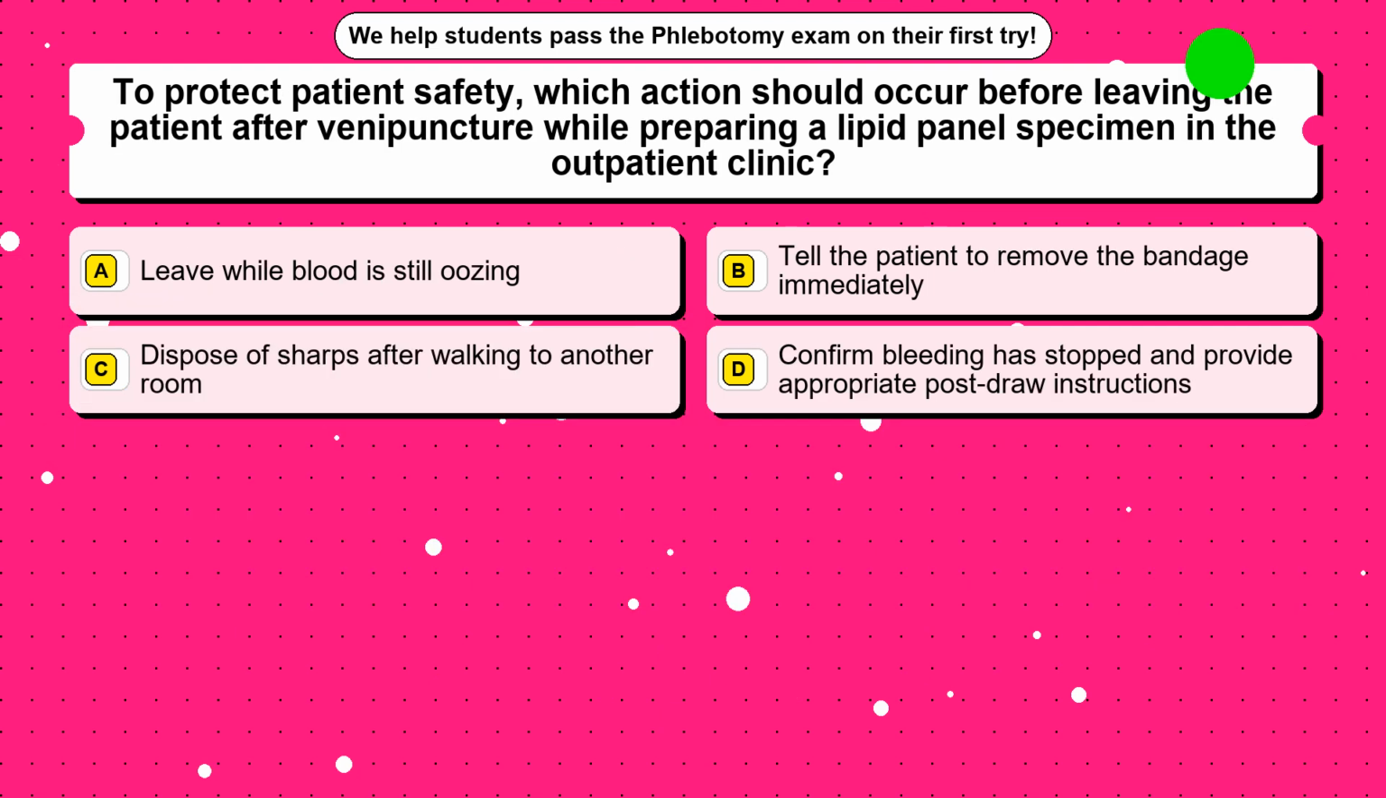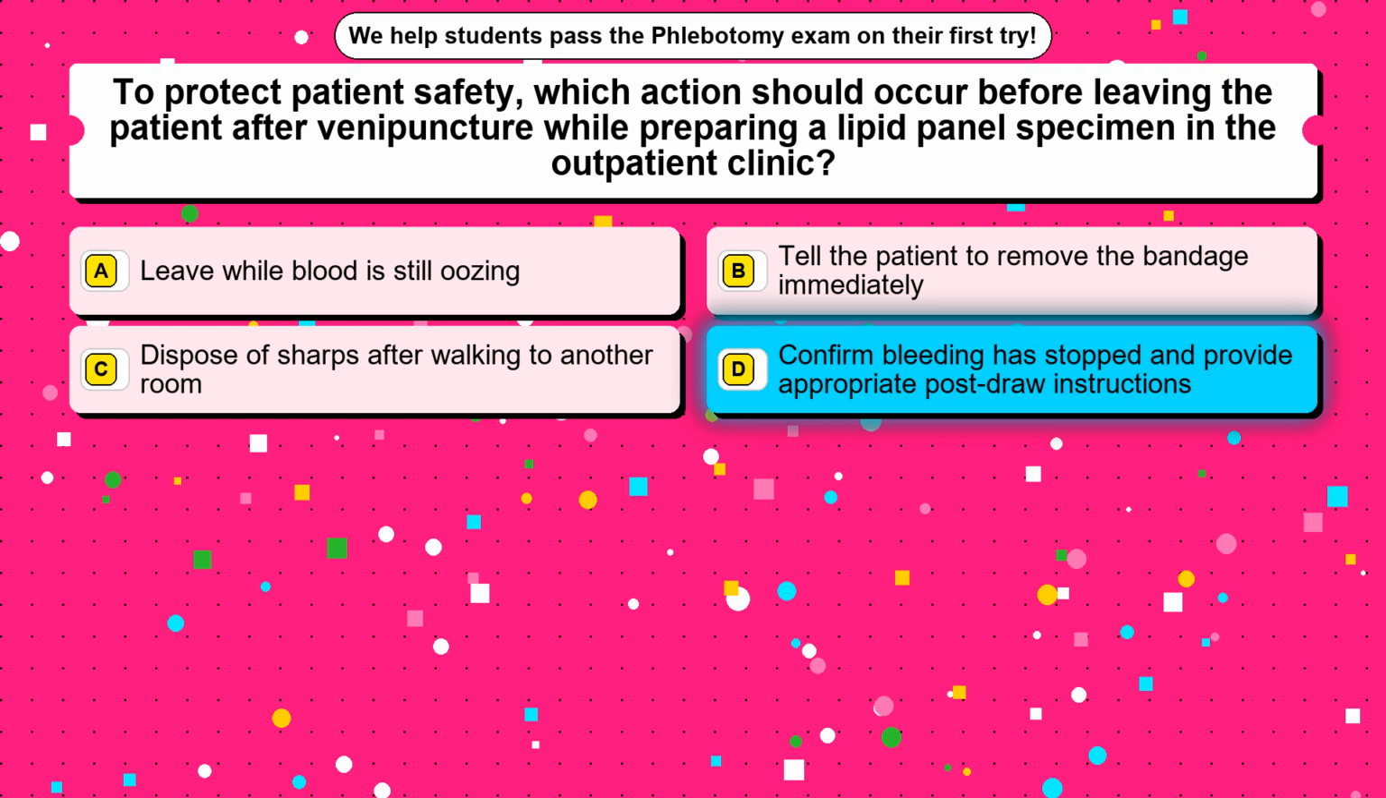Question 67. To protect patient safety, which action should occur before leaving the patient after venipuncture while preparing a lipid panel specimen in the outpatient clinic? Option A, leave while blood is still oozing. Option B, tell the patient to remove the bandage immediately. Option C, dispose of sharps after walking to another room. Option D, confirm bleeding has stopped and provide appropriate post-draw instructions.